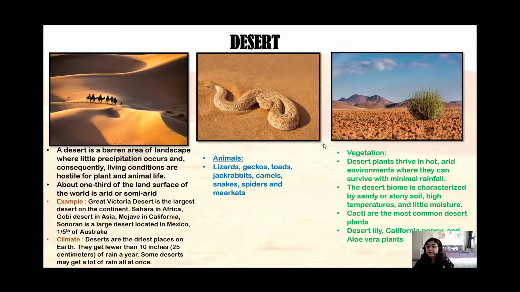Next, coming to the vegetation. Desert plants thrive in hot, arid environments where they can survive with minimal rainfall. The desert biome is categorized by sandy or stony soil, high temperatures, and little moisture. Cacti are the most common desert plants, as all of us know. Desert lily, California poppy, and aloe vera plants.